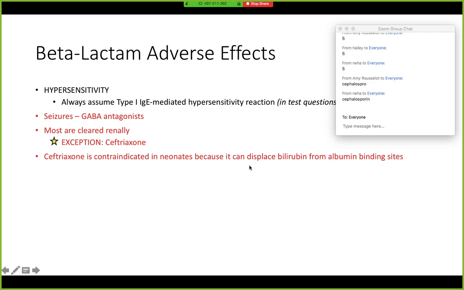sites. So if you displace bilirubin from albumin binding sites, that results in what condition in a neonate? Like, what is that? What does that even mean? Right, it's going to result in hyperbilirubinemia and jaundice.